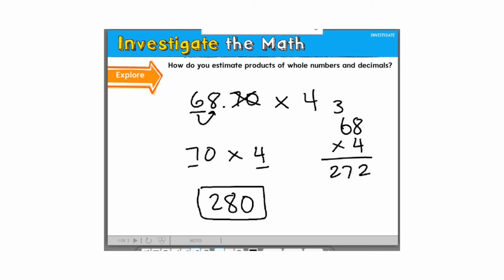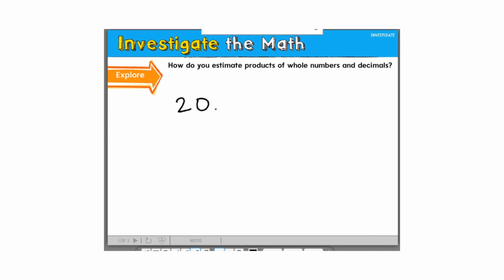Okay, let's try another one. This one's 20 and 1/10 times 9. How would you change this one? What would you do here, Hamza? I would make the 20 and 1/10 just a 20 and multiply that by 9, right?